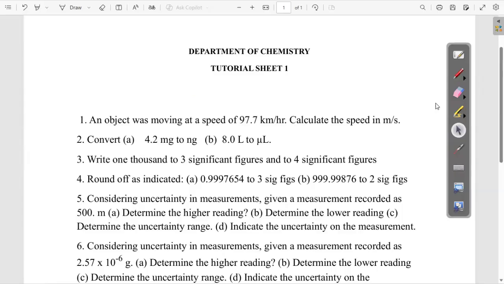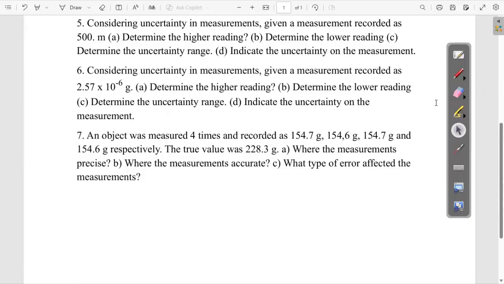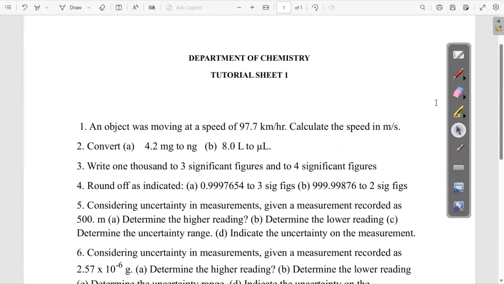Today we'll be looking at chemistry tutorial sheet 1, and I have with me a tutorial sheet of questions, and we are going to solve all these questions that you can see here. These questions have the following concepts.